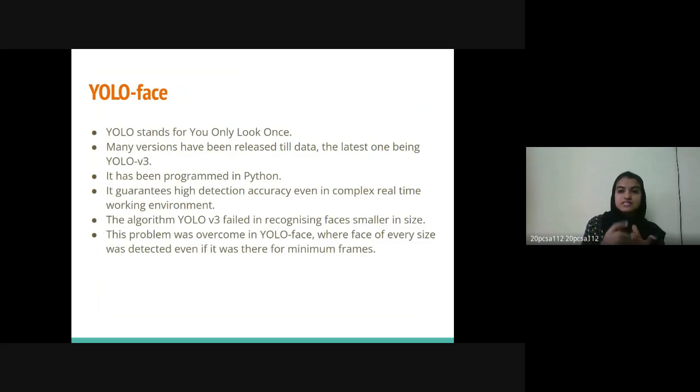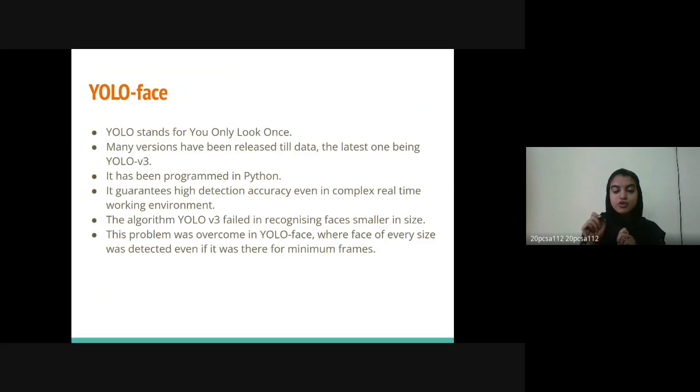So the next one is YOLO face. YOLO basically stands for you only look once. The whole idea of this algorithm is that by just having a first glance of the picture, it should be able to make the detection, and that is why it was named the you only look once algorithm. Over time, there have been many versions of YOLO. One of them, the latest, is YOLO V3, which performance-wise was very good when compared to the other versions.